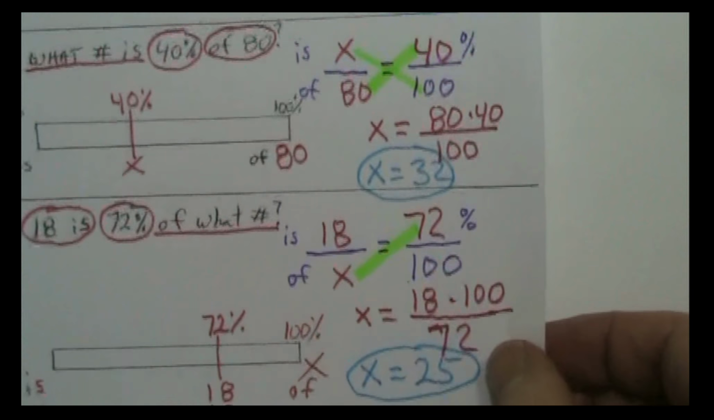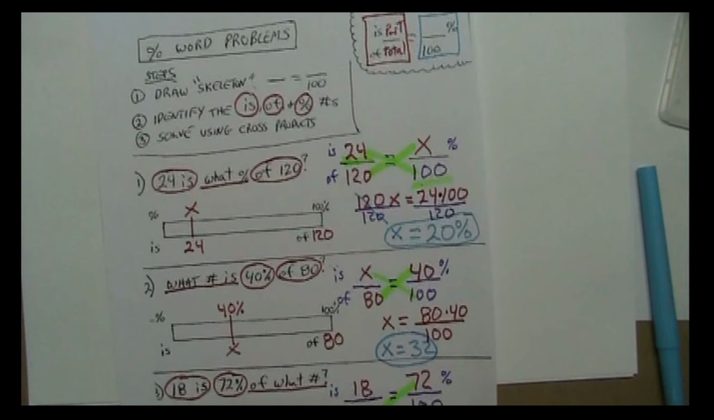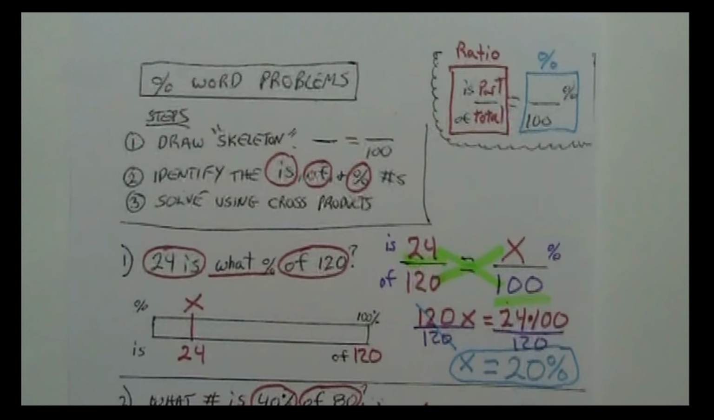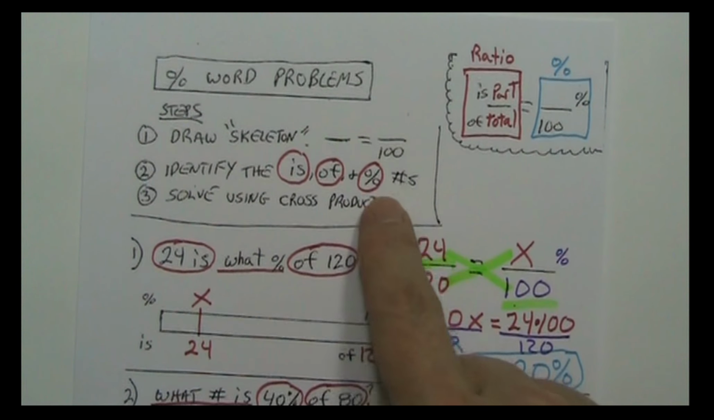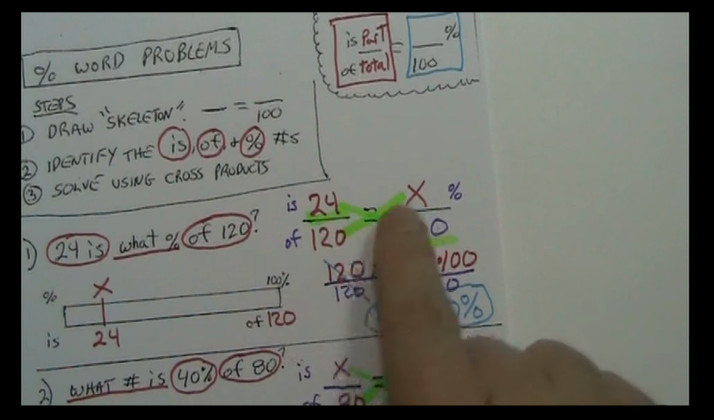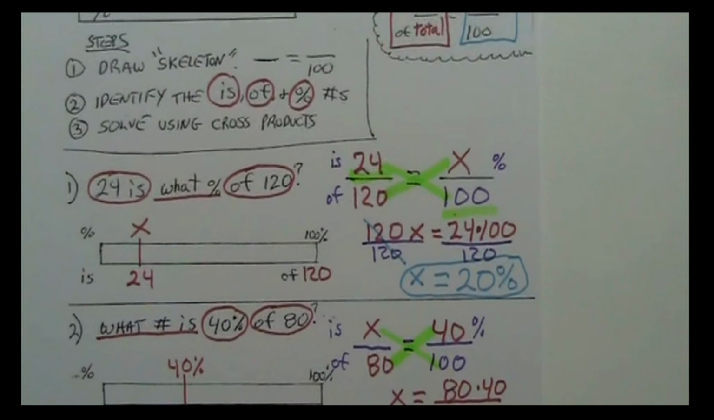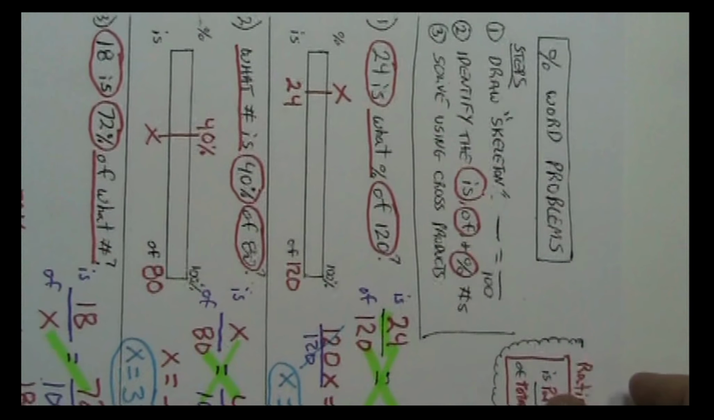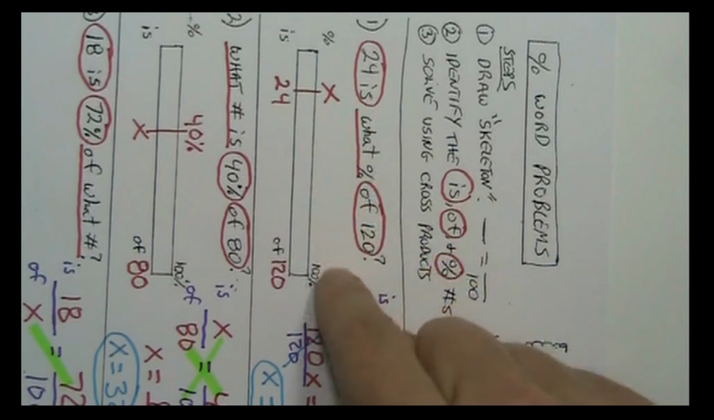And that is how we use proportions to solve word problems. So the key is, of, and percent, knowing where they go in a proportion. And how you put them in a model is already the proportion right there.